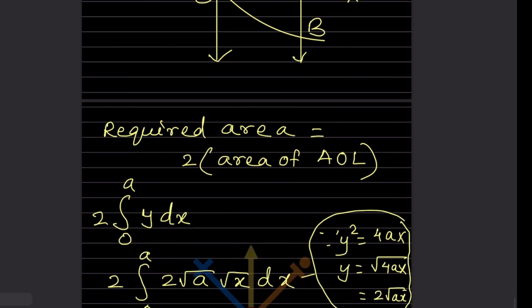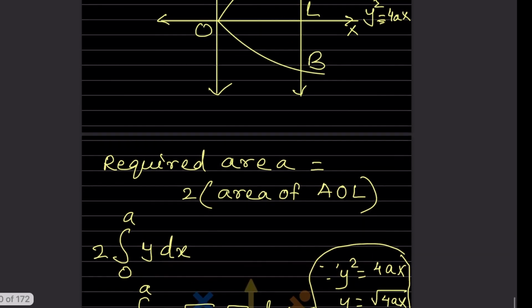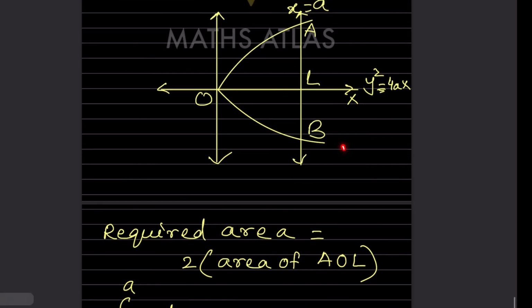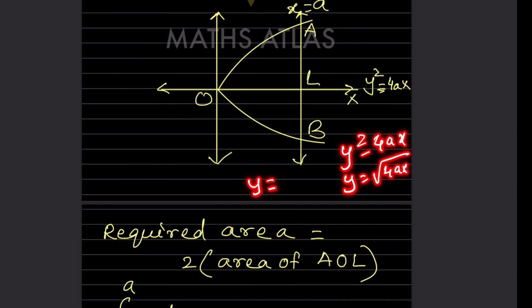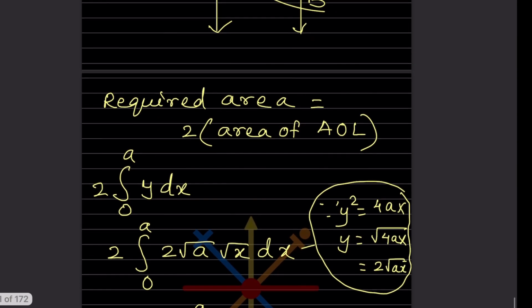So now we will write here 2 integral 0 to a of y dx, and here what do you have? y square is equal to 4ax. So y is going to be, when you square root it, root of 4ax. So that will be y is equal to root of 4 means 2, and this ax will go in the root. So can you see here?